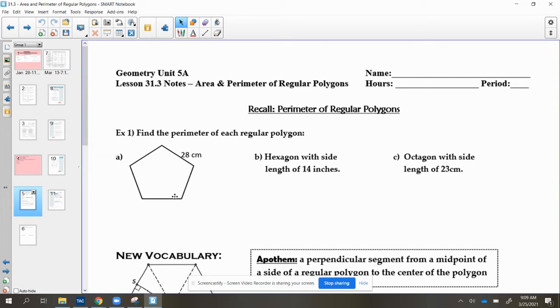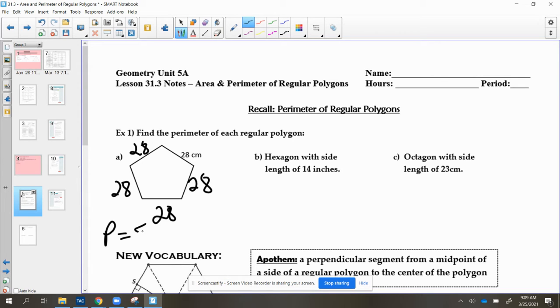And notice we have a pentagon here. And if it's a regular polygon, we talked about before how that means all the sides and all the angles are the same. So if we want the perimeter, we're going to either add up 5 times 28, or you could say 28 times 5, since you're adding that up 5 times. You'd get a total of 140 centimeters, right? Remember, centimeters, not centimeters squared.